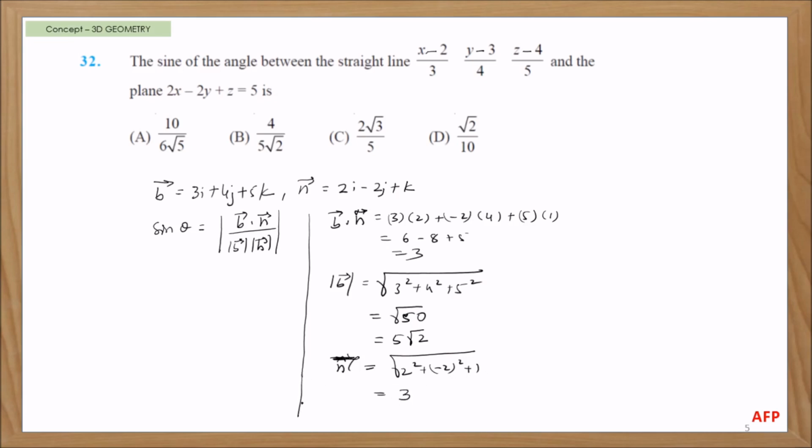So we will substitute in this equation. Sin theta is equal to modulus of 3 divided by 5 root 2 into 3. The 3 gets cancelled, so 1 divided by 5 root 2 you got. Go for rationalization, multiply by root 2, so root 2 divided by 10 you are going to get. So the option that follows is option D.